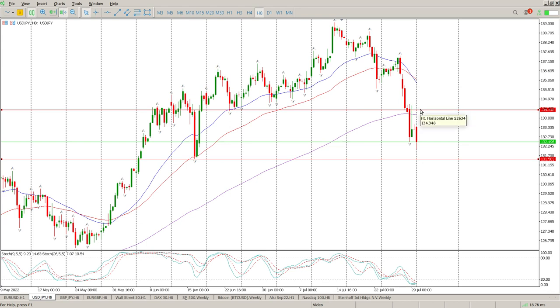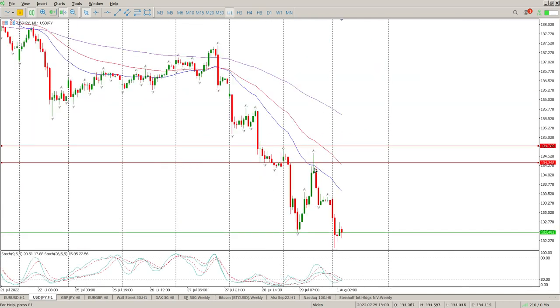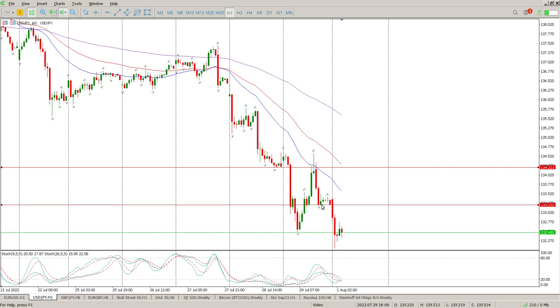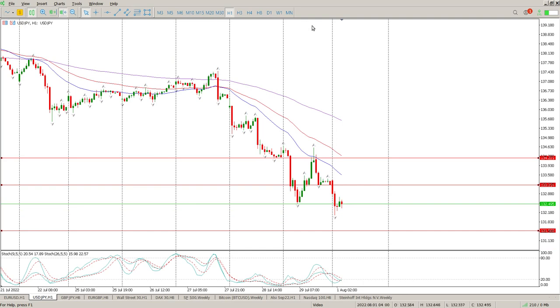134.348, or alternatively 134.789. Now, if we get down to the levels we want to be trading, you'll see that there was a retest in there on Friday. So I think you should probably ignore that and then pay attention to this swing low here. That's the area you want to be selling off, 133.200. So that's kind of the view that I've got at the moment.